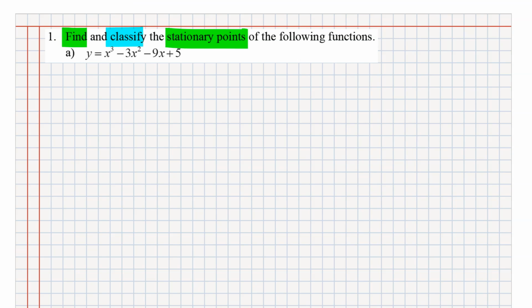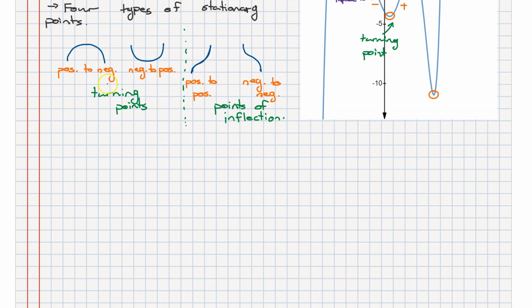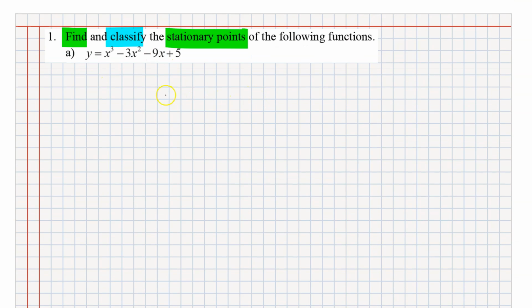So what we're going to do here is, firstly, find where the stationary points are, and then classify them in terms of whether they go positive to negative, negative to positive, and so on. To do the second part, we'll use a sign diagram. But to begin with, we'll find the stationary points.